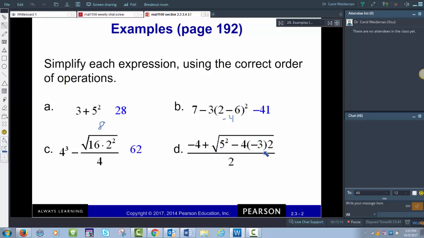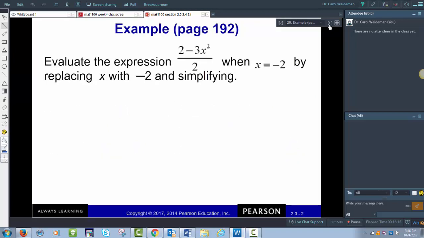Again, on this one, we want to simplify inside of the square root sign first. 4 times 3 is 12. 12 minus negative 12 is 24, since negative and negative gives me a positive. So this becomes the square root of 25 plus 24, which is 49. So in the numerator, I have negative 4 plus the square root of 49, which is 7. Negative 4 plus 7 gives me positive 3 divided by 2.